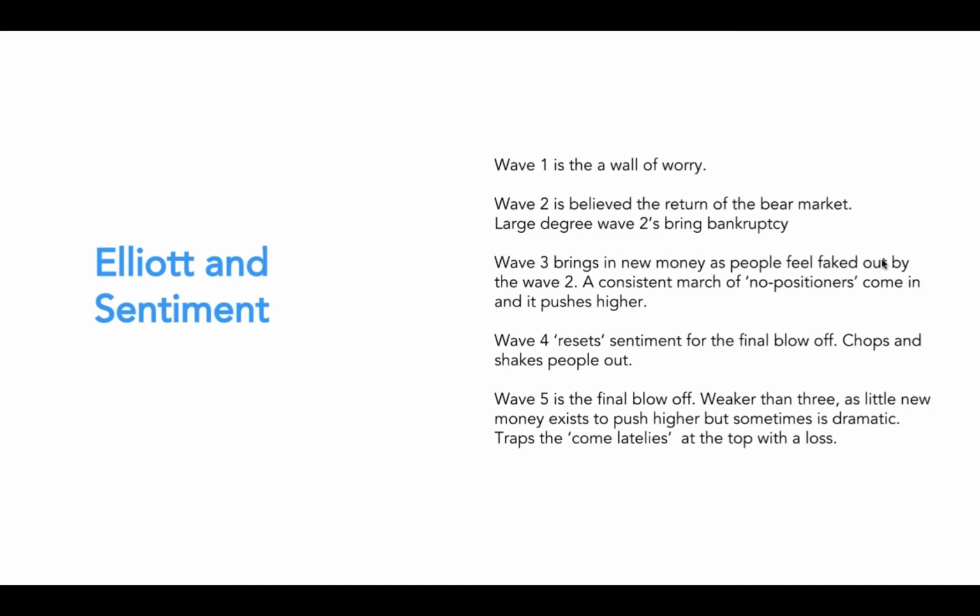Wave 2 is believed by the masses to be the return of the bear market, and large degree wave 2s often bring bankruptcy because people get trapped in that first wave up. They're the deepest correction in proportion to the previous rally, wave 2s. So they really can throw people for a loop.